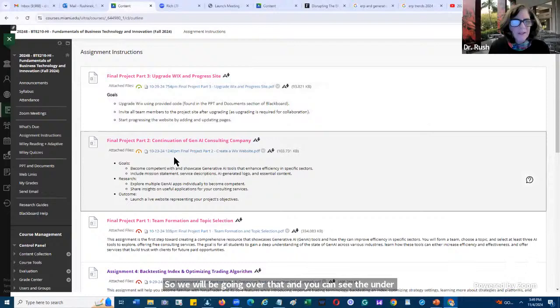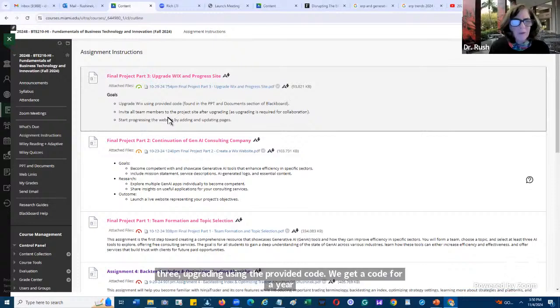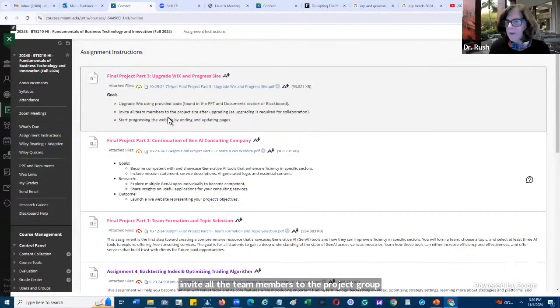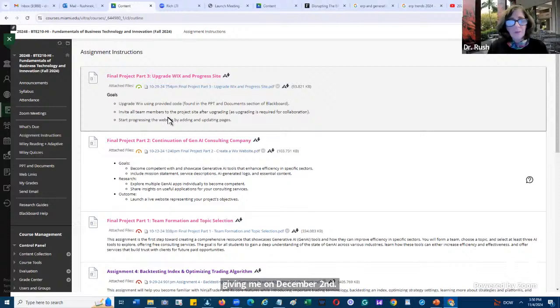So we will be going over that, and you can see under assignment instructions, this was part 2 of creating the website. And then this is part 3, upgrading using the provided code. We get a code for a year. Invite all the team members to the project group. Let me just tell you on the project groups, not only will the project be graded, but the individual contributions will be graded, and there will also be a peer review. So you will be noting, even in your presentation that you will be giving me on December 2nd, one of your slides will be, what are the contributions of each of the persons in your group?